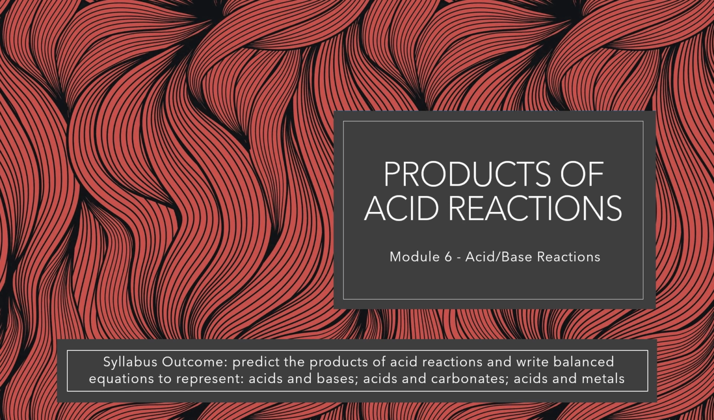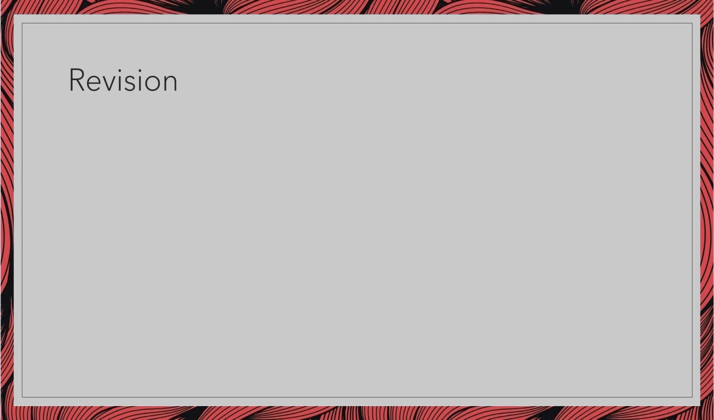Hi everyone. What we're doing today is products of acid reactions. Our syllabus outcome is predict the products of acid reactions and write balanced equations to represent acids and bases, acids and carbonates, acids and metals. So, revision from last lesson. Make sure you've done the revision questions beforehand, but here are the answers.